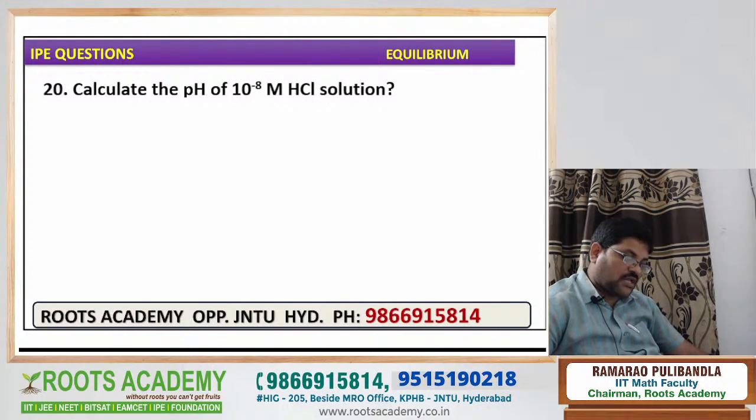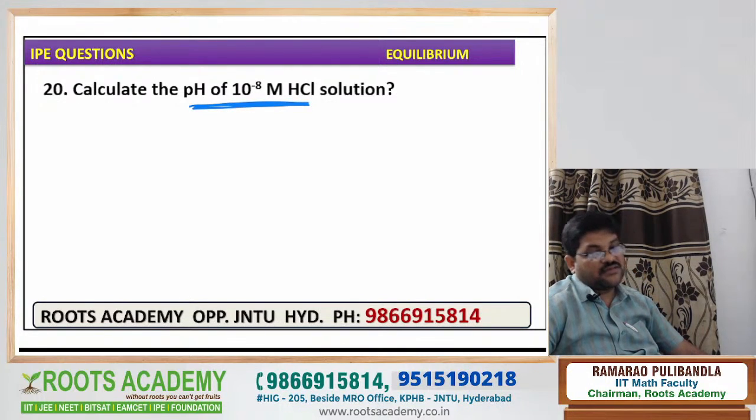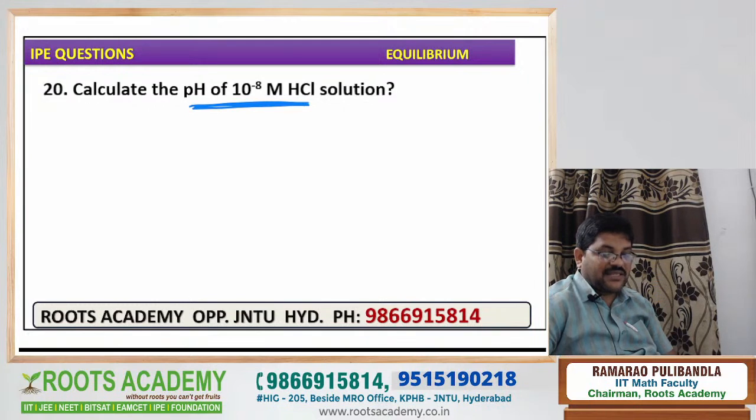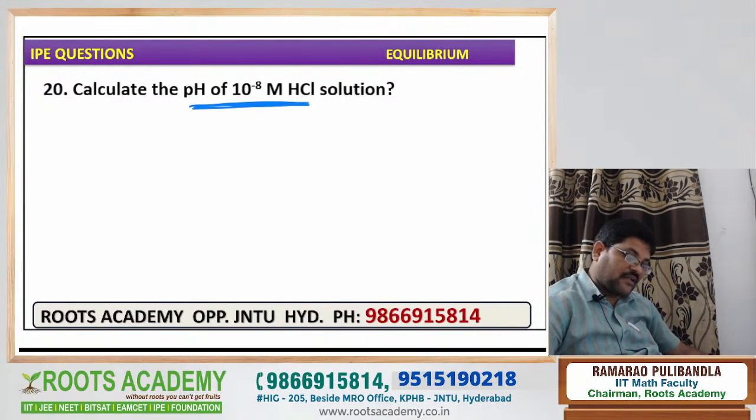Now, this is one of the beautiful questions. If your IPE paper was difficult, the paper after October 25th will be difficult. This kind of question is definitely given. Calculate the pH of 10 power minus 8 M HCl.